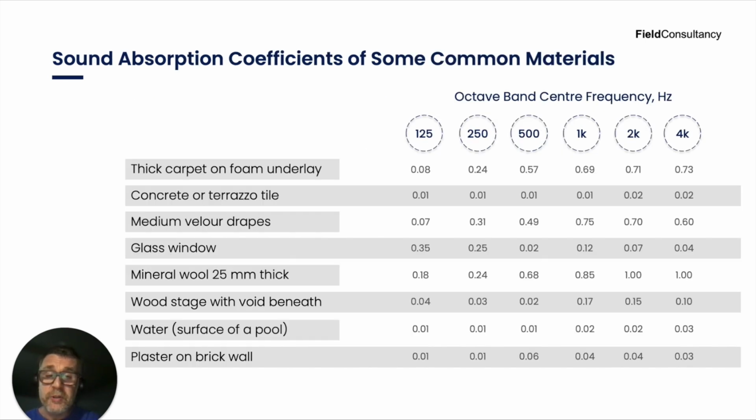Here's the sound absorption coefficients of some common materials. So remember, the sound absorption coefficient can vary from 0 to 1. So let's look at the first one there, thick carpet on foam underlay.